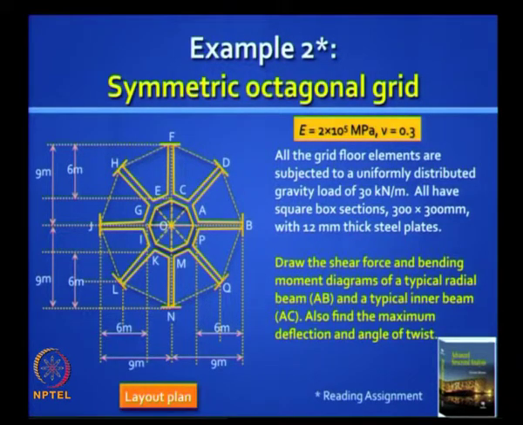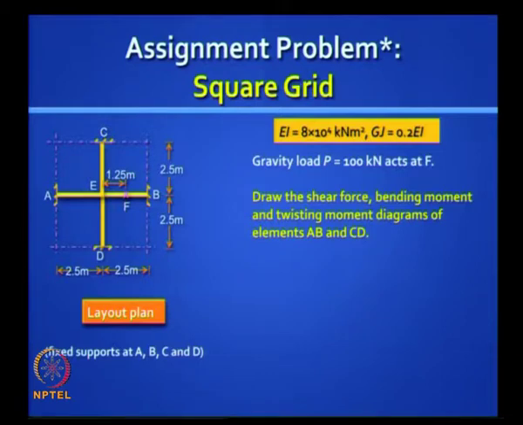I have given you an assignment problem which is much simpler. Remember this problem? It's a square grid problem. You've got two identical beams forming a plus shape, but you have an eccentric load acting on one of them at F. You are asked to plot the rough shapes of the shear force, bending moment and twisting moment diagrams, which you can do by inspection. Now look at this carefully. Which of them will you treat as grid elements?